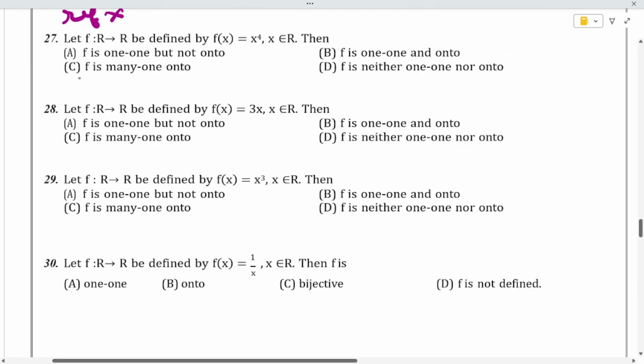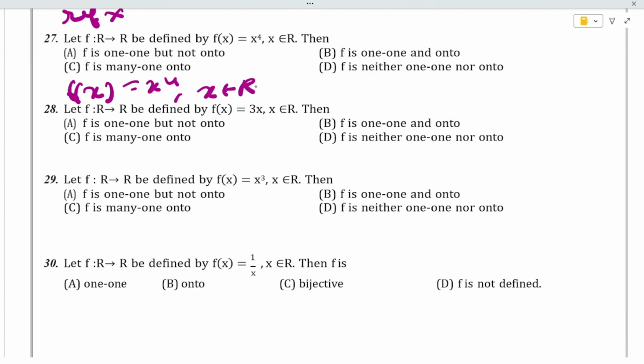Again this next type of question came, that is f of x is equal to x power 4, where x belongs to R. Now they have given a function and we have to say whether it is 1 1, on 2, or many to 1. Many to 1 means many elements belong to one only. 1 to 1 means it should be unique. 1 to many means 1 to many. That is the logic. Now x power 4 is not 1 1 nor on 2, so the answer is option D.